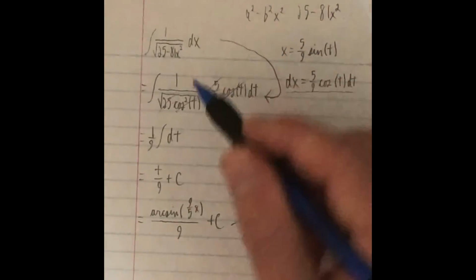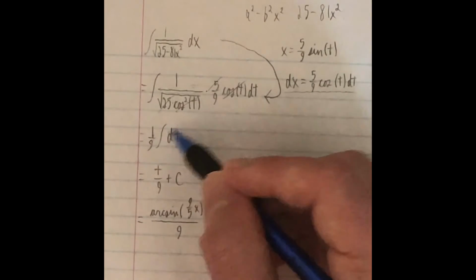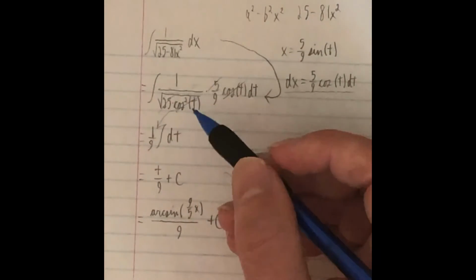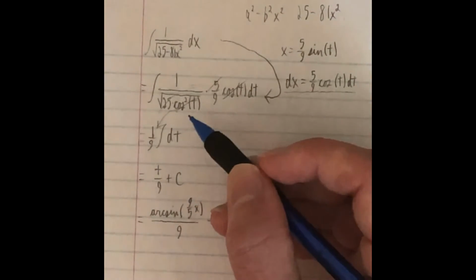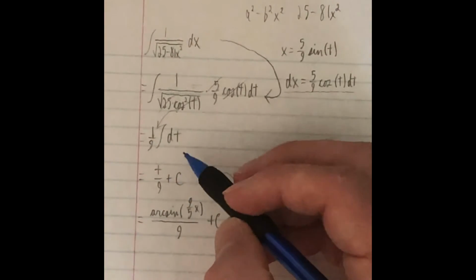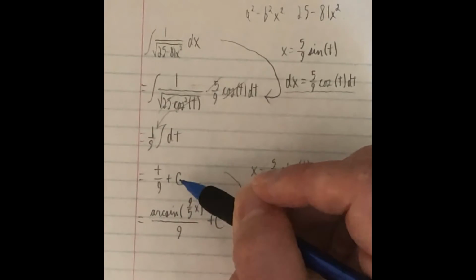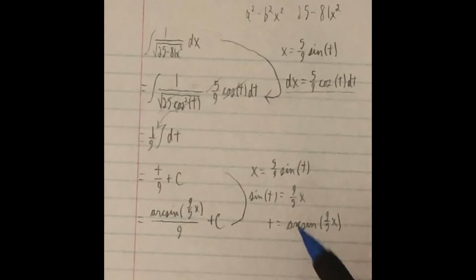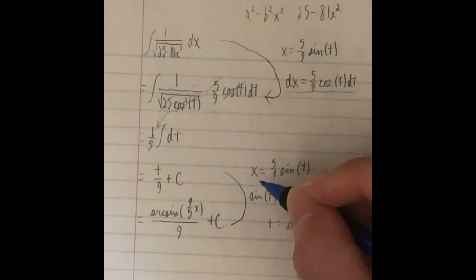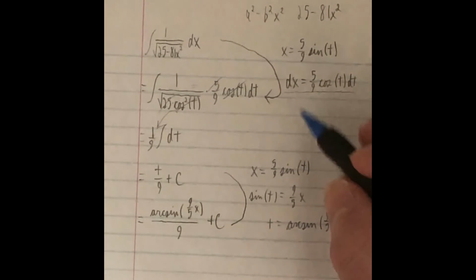So that leaves us with 1 over 9 dt, and we can bring the 1 over 9 outside of the integral, so that we're left with the integral of dt, which is just t. And obviously we multiply t by 1 over 9, so we have t over 9 plus c. That's the integral.